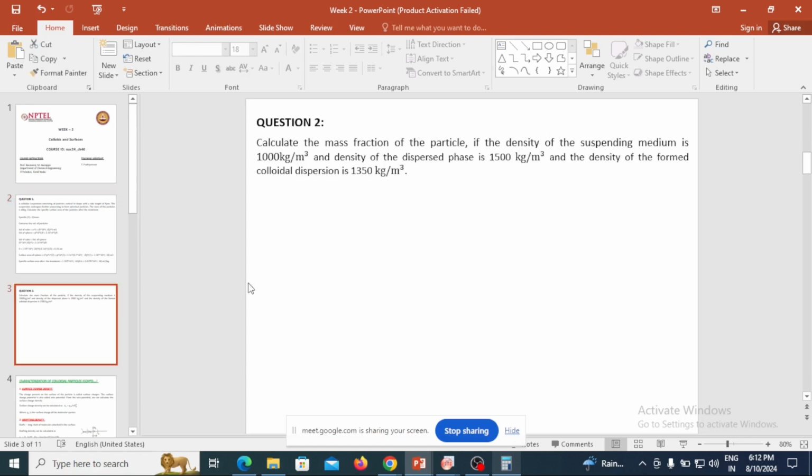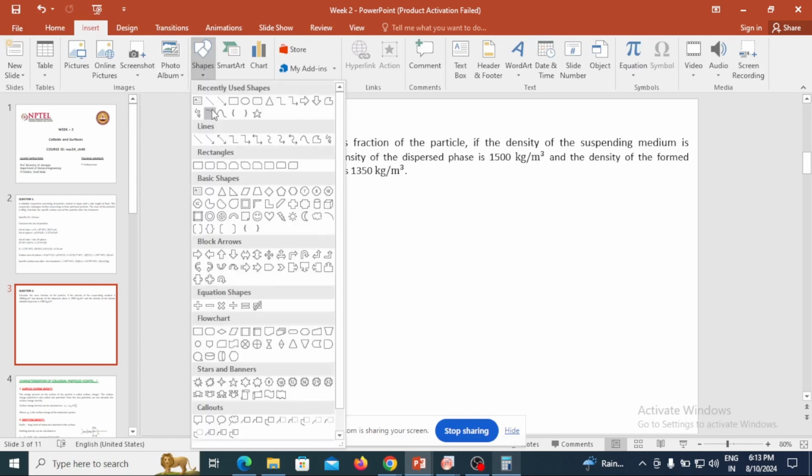Now we go for the second question. It's about calculating the mass fraction of the particle, where the density of the suspending medium, the dispersed phase, as well as the colloidal dispersion is given to us. So this question also we solved in the last class, a very similar one.